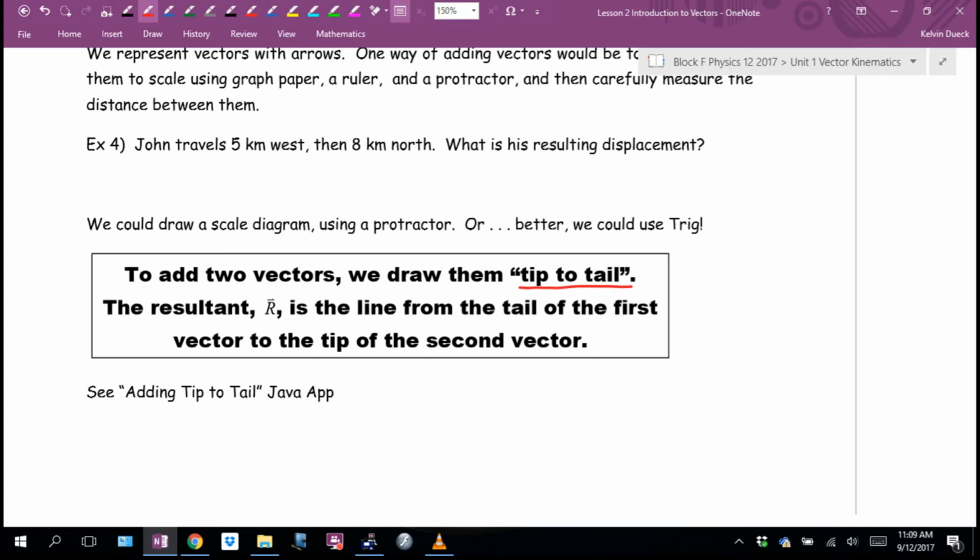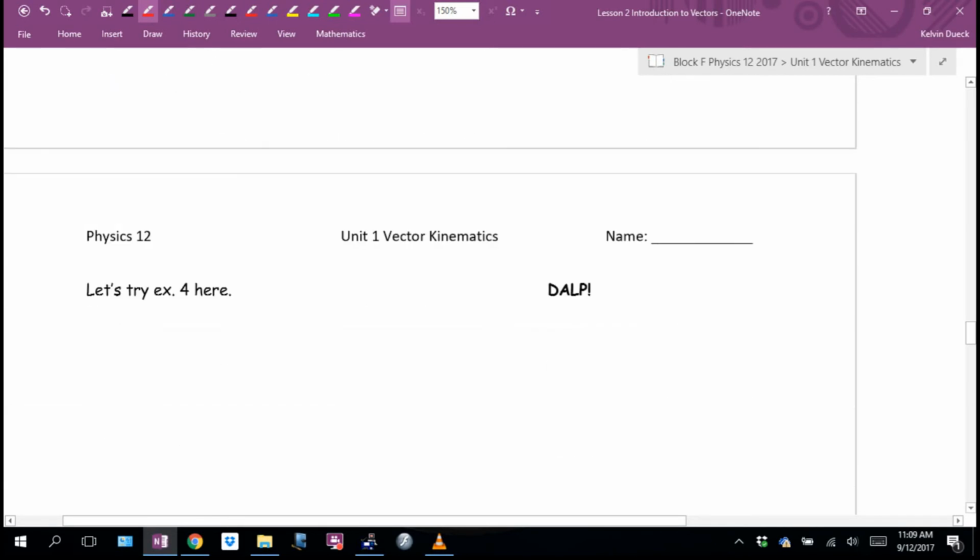And then once you've drawn them, now I realize right now you don't know what tip to tail means, but this is going to be the acronym dumb thing you're going to remember. And then the resultant is the line from the tail of the first vector to the tip of the second vector. I was going to show you a Java app, but it's kind of lame. Instead, we're going to do example 4. Turn the page.